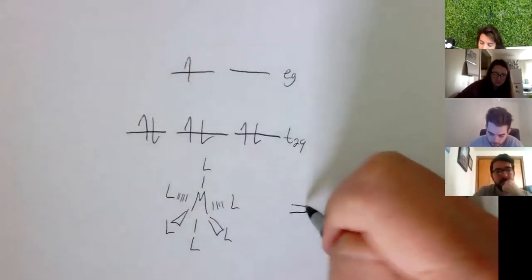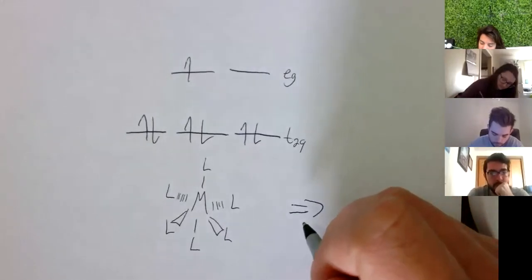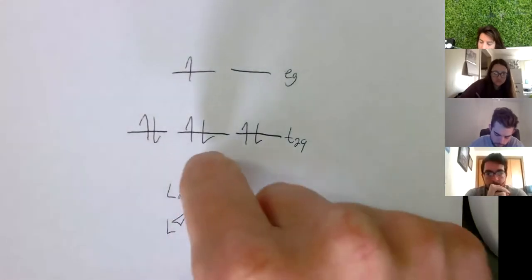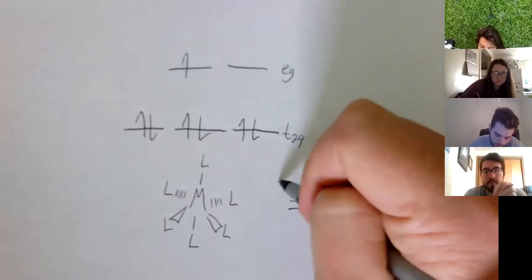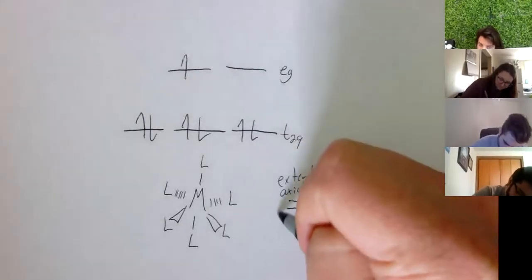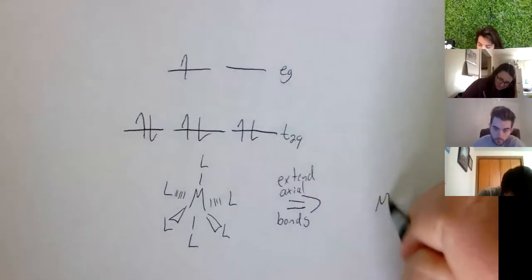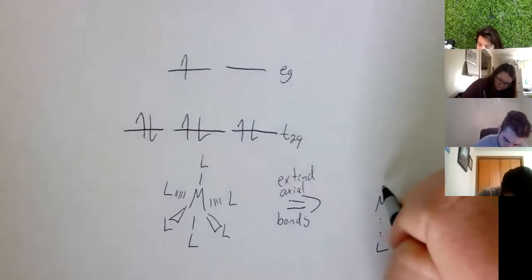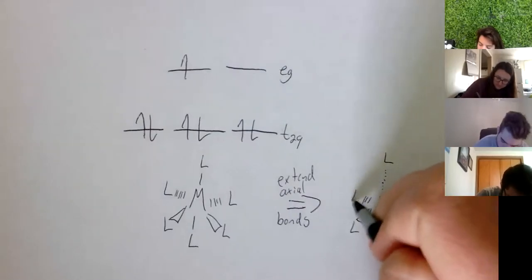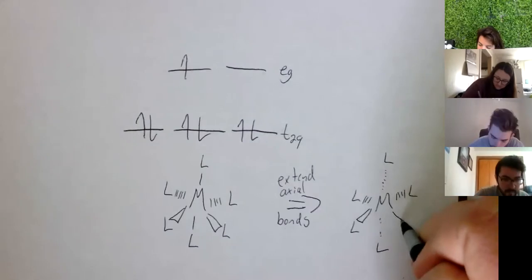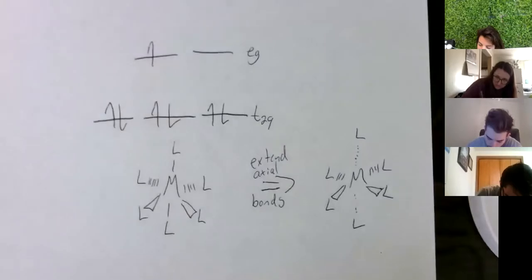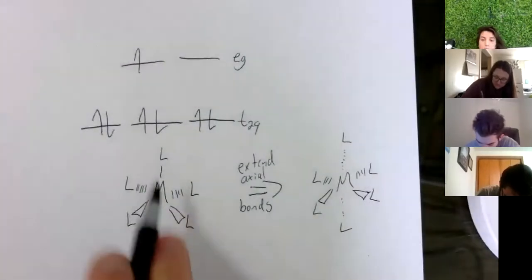Okay, now let's say we were to extend the axial bonds. We were to make these guys get longer. So we've got the metal, and we're going to show which ones got longer with dots. Like that. What's going to happen to this ligand field?